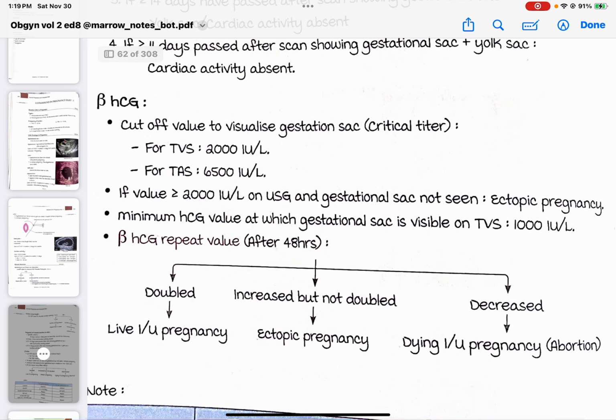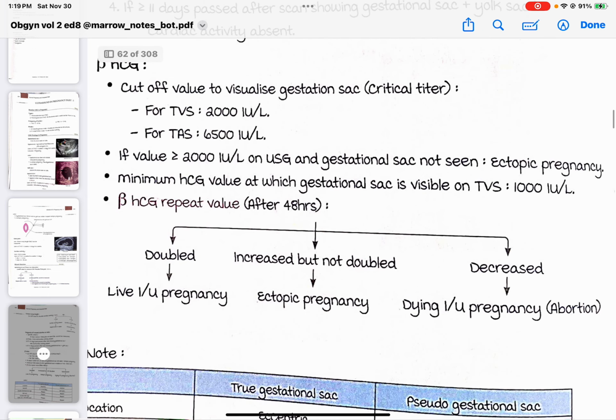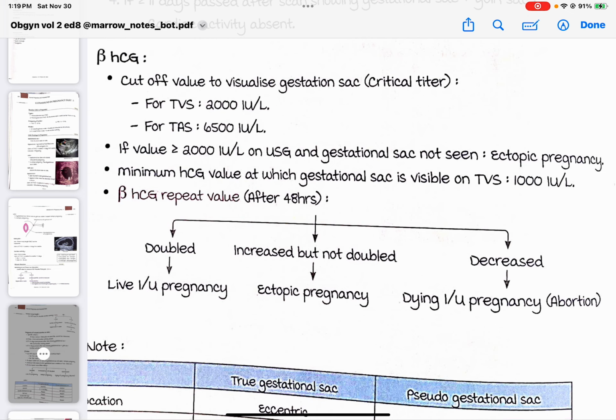Here, when a patient tests positive for pregnancy on the urine dipstick, then this is the first test that is done to confirm the pregnancy. If value is more than 2000 mIU per mL on ultrasound and gestational sac is not seen, then ectopic pregnancy. Minimum HCG value at which gestational sac is visible on transvaginal ultrasound is 1000 mIU per mL.